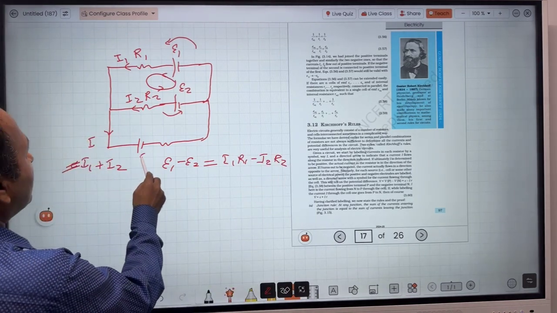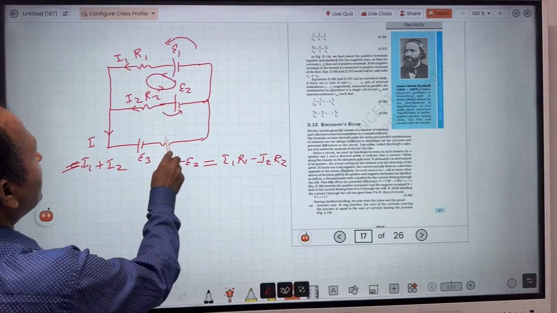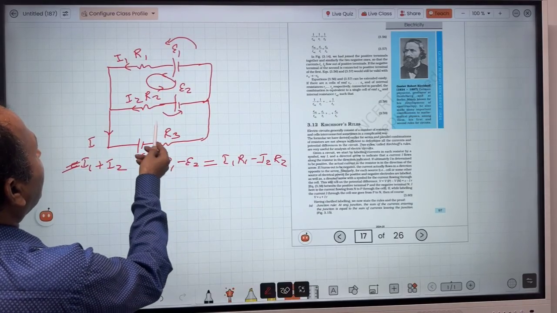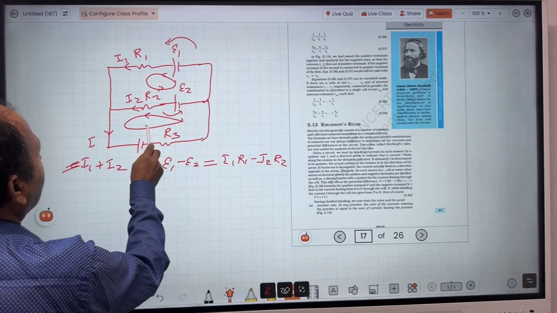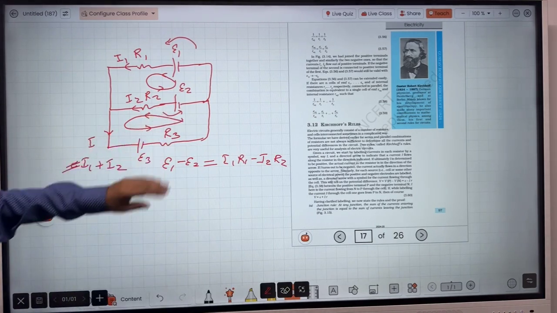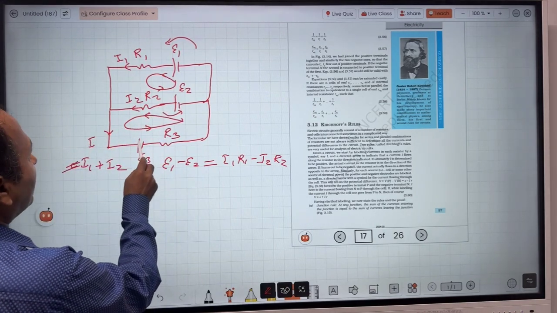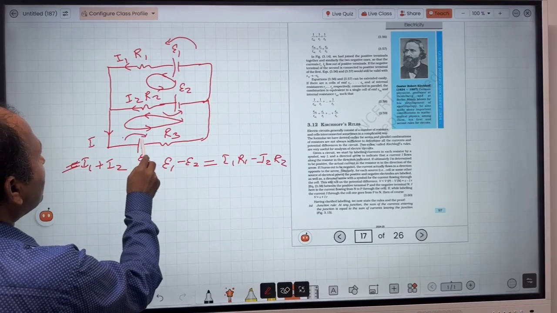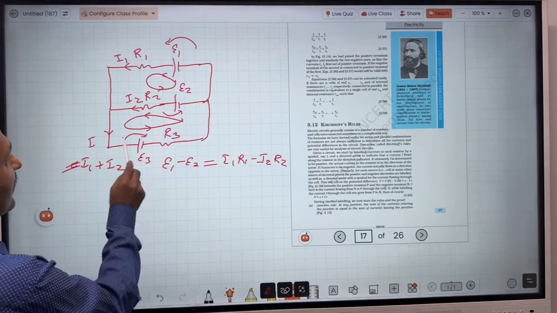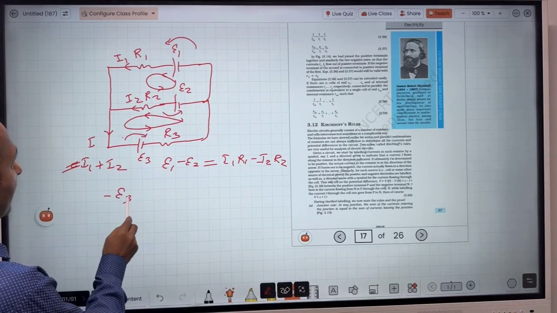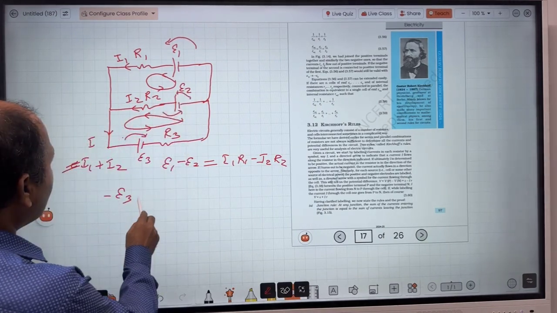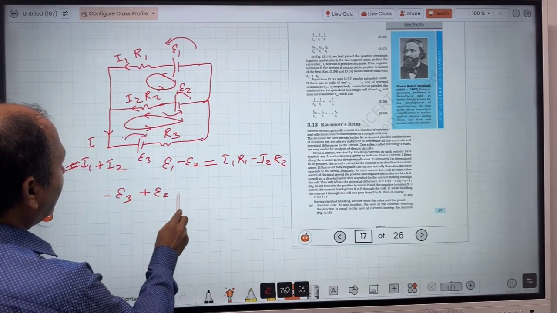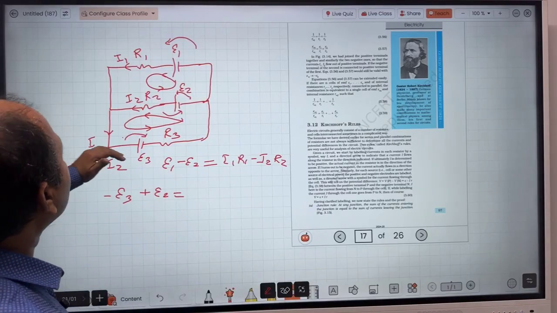Suppose this is E3 and this is R3. If you consider this loop and your direction is like this, then what will happen? You can take cells. Here you are jumping to the negative plate, so you will write minus E3. Here you are jumping to the positive plate because your motion is like this, so it will be positive. Equals. Now consider current.